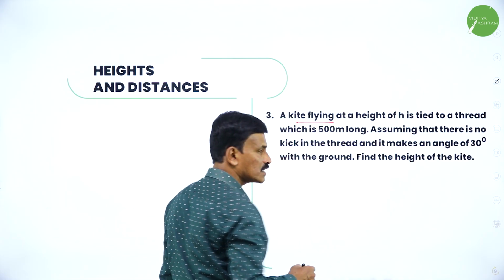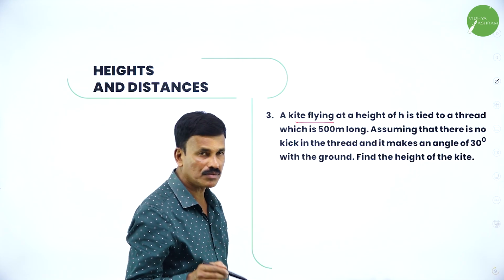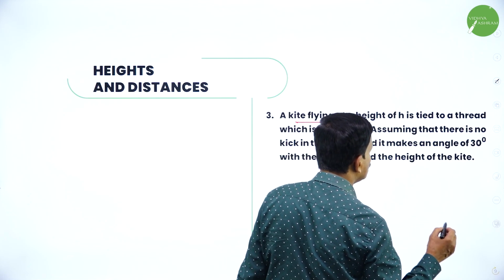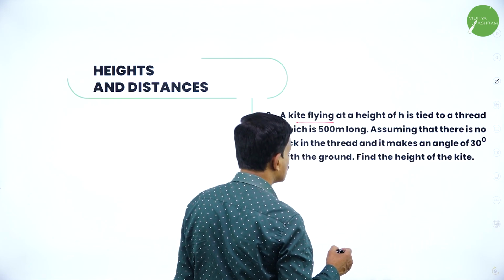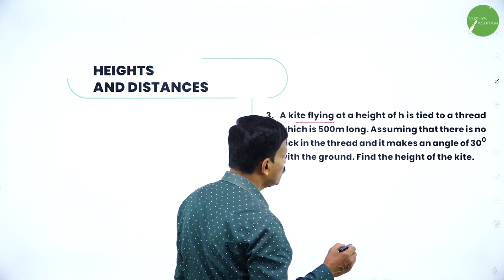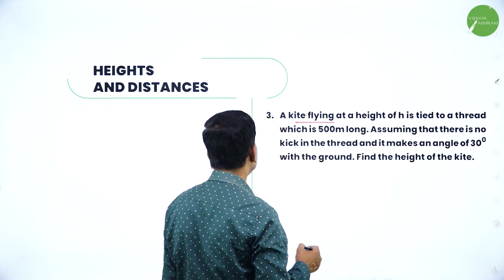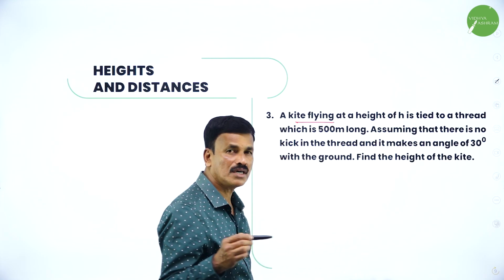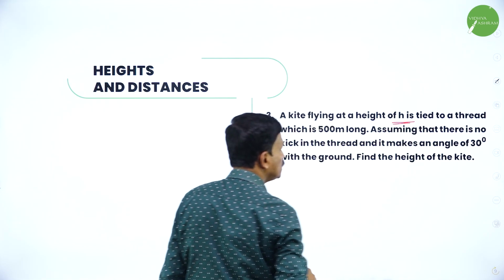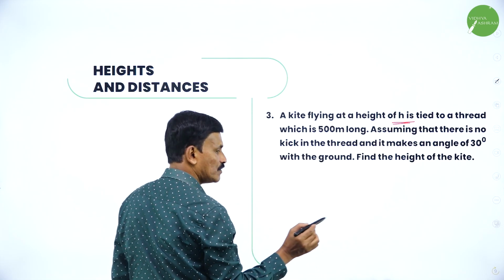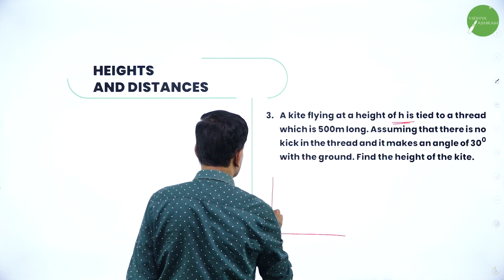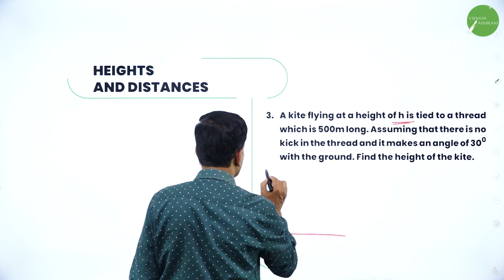So just go to the problem. I'll read the problem once again. A kite flying at a height of h is tied to a thread which is 500 meters long. Assuming that there is no kink in the thread and it makes an angle of 30 degrees with the ground, find the height of the kite. Now let us draw the diagram for this. This is the height of the kite, so this is h, call it A and C.